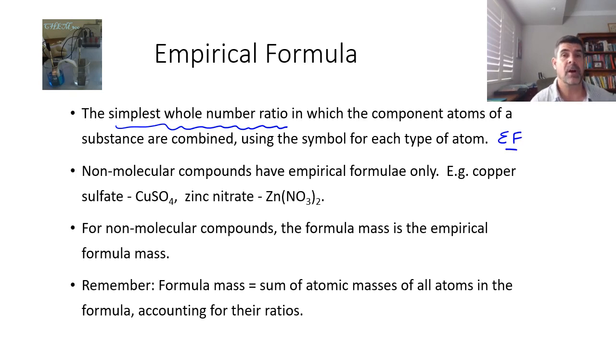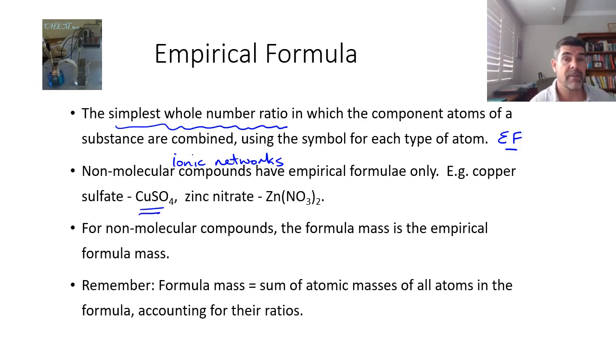Because it's the simplest whole number ratio, there are times when the empirical formula is the same as a molecular formula, but other times where it is not. And so we'll just have a look at a couple of examples in this video to make sure that those concepts are clear. Firstly, non-molecular compounds such as ionic networks have empirical formulae only. There is no discrete molecule.